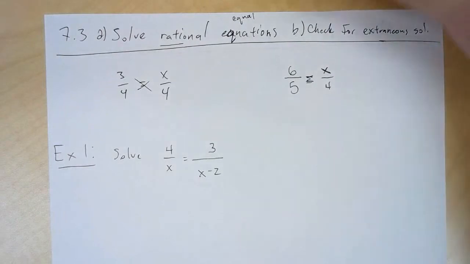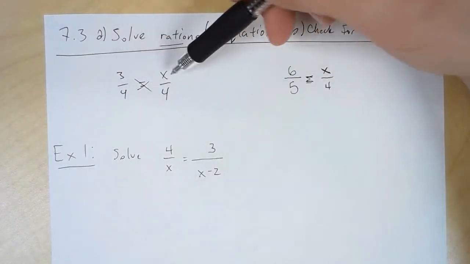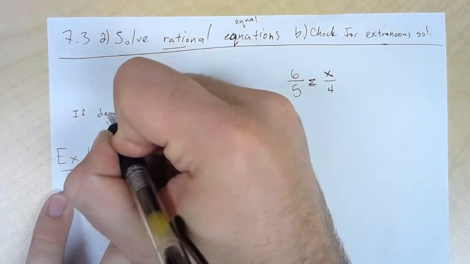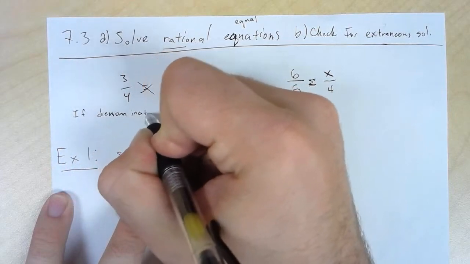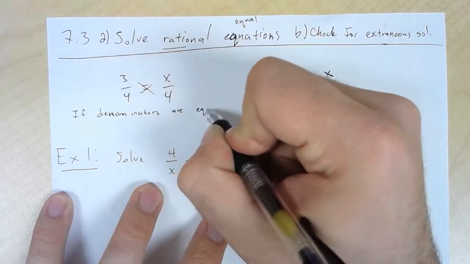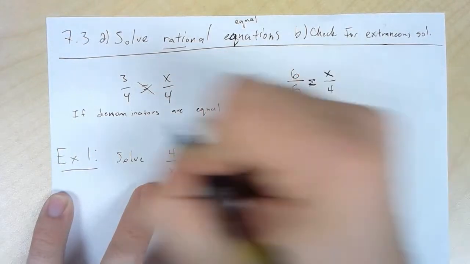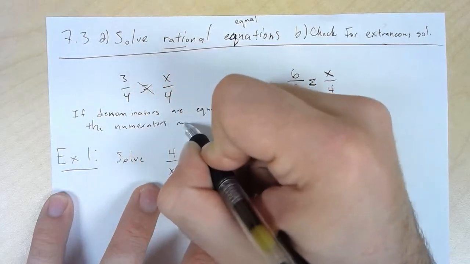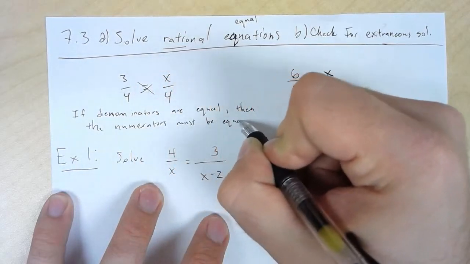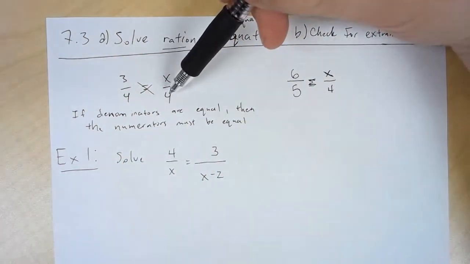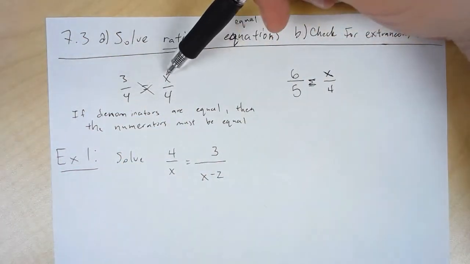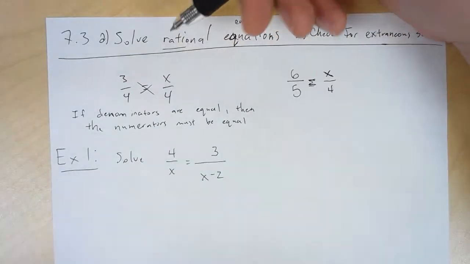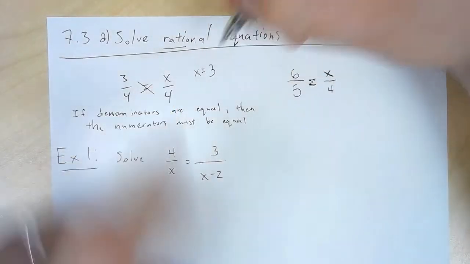The other thing we can do though is if we notice that our denominators are equal, that says that the numerators must be equal. So we can try this if we want to. We could say 3 times 4 gives us 12. 4 times x gives us 4x. So we'd say 12 equals 4x, divided by 4 we'd get 3. Or we can just go ahead and say, hey, look, x equals 3.